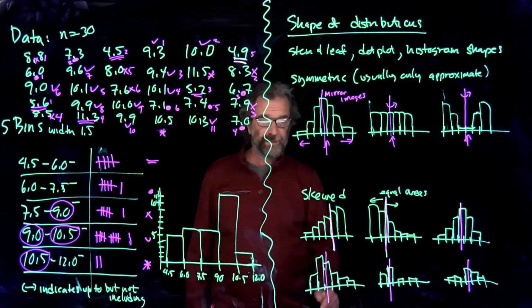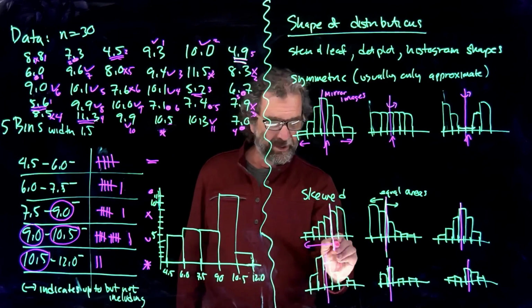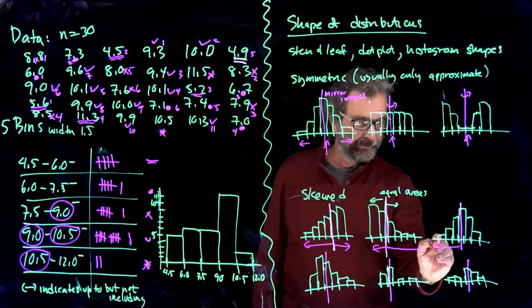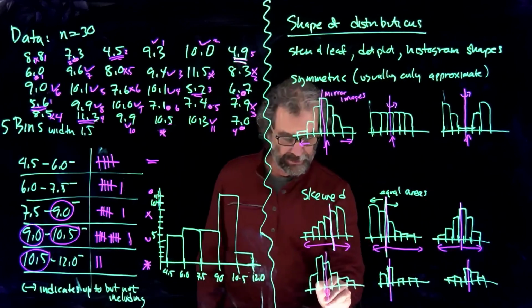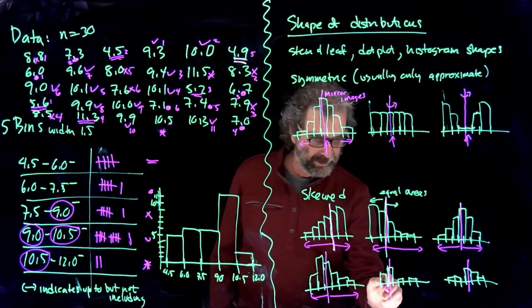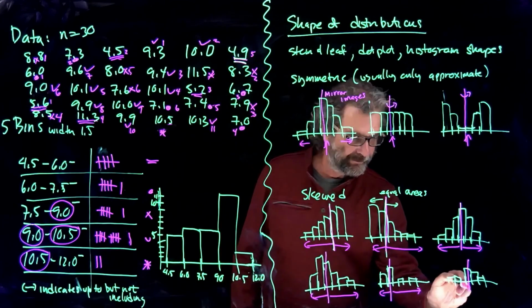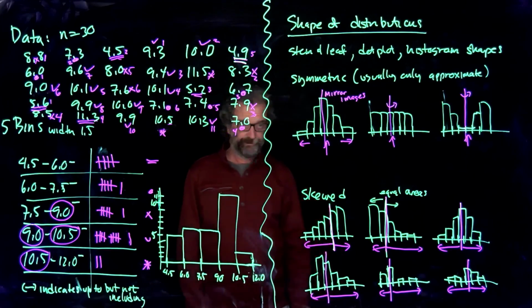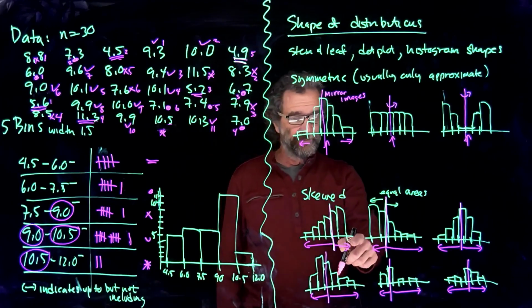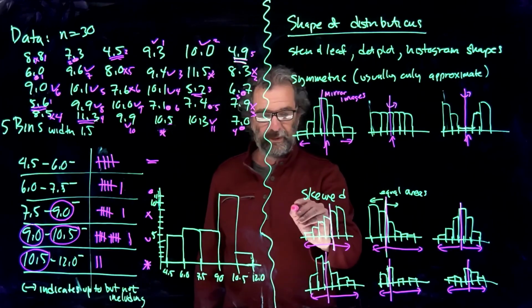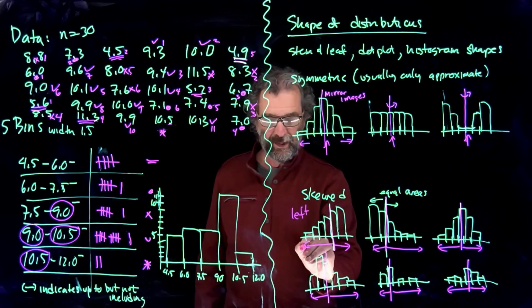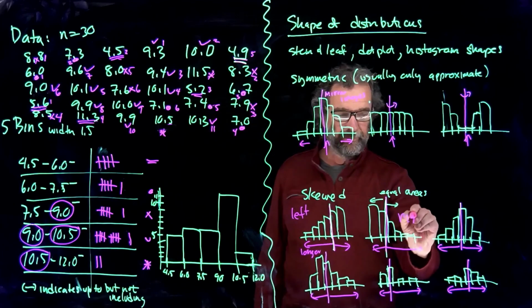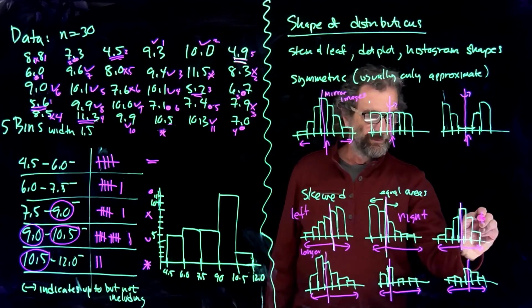And then we look to see how far the values extend on each side. If those distances aren't the same, then we say the distribution is skewed. And we say it's skewed in the direction where it extends further. So all of this is left, since that's longer. This is skewed right. This is skewed left.